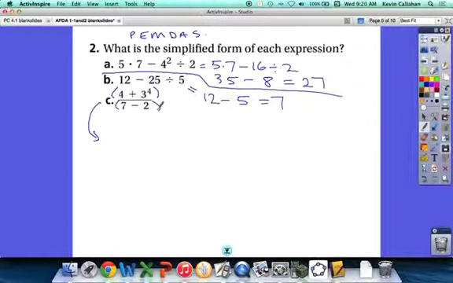Don't try to divide 3 to the 4th divided by 2 or something like that. No, you can't do that. You've got to simplify what's in the numerator first, simplify what's in the denominator first. That will be the P, right?